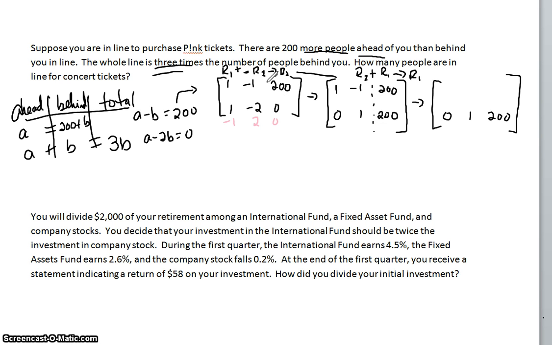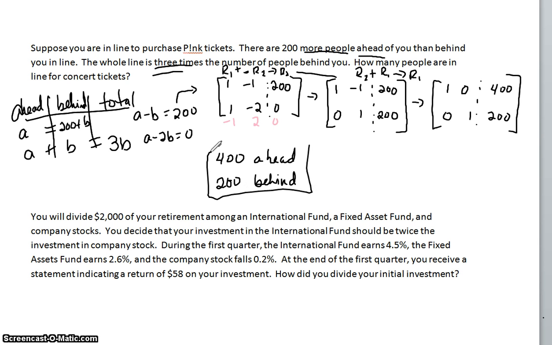And I forgot my little dotted lines here. I like to put dotted lines. I'm going to get 1 here. And add these two, I'm going to get 0. Add these two, I'm going to get 400. So there are 400 people ahead and 200 people behind. Okay, so let's look at the next two.